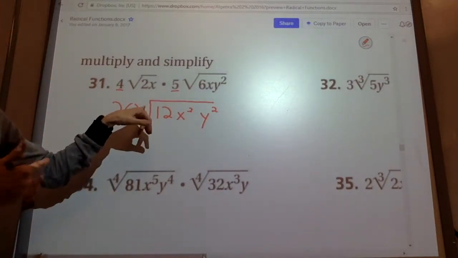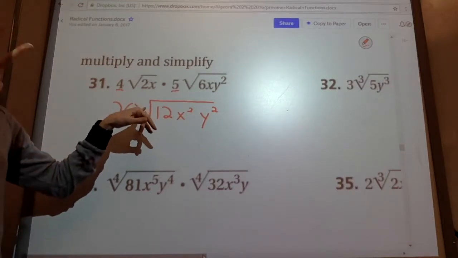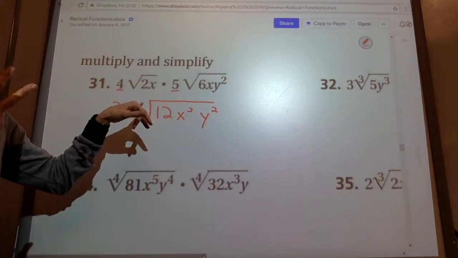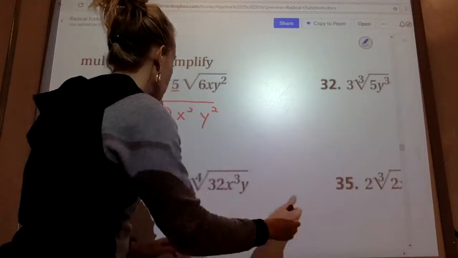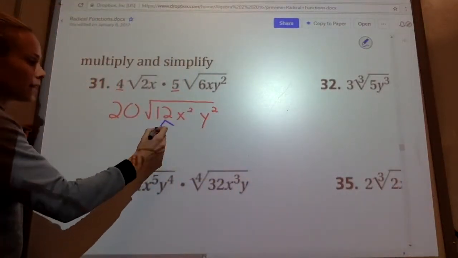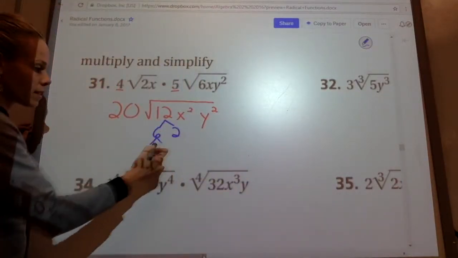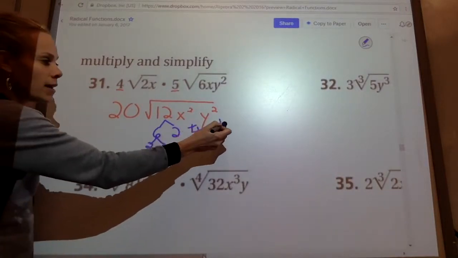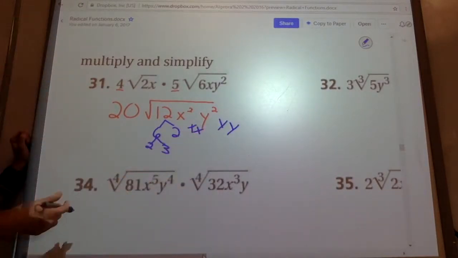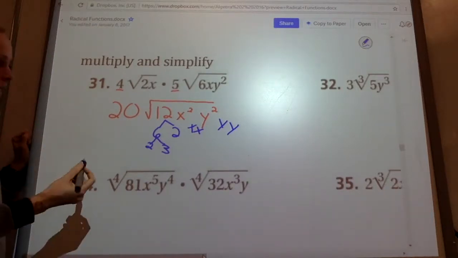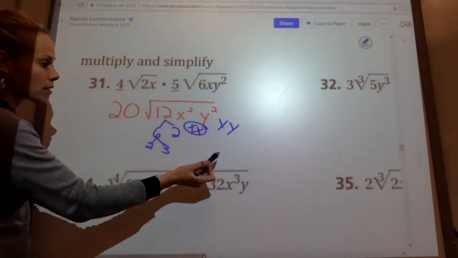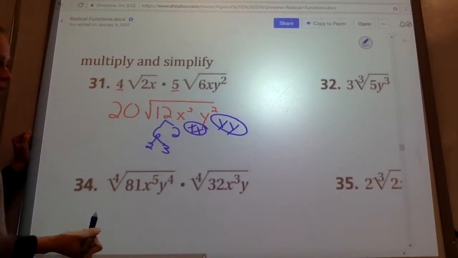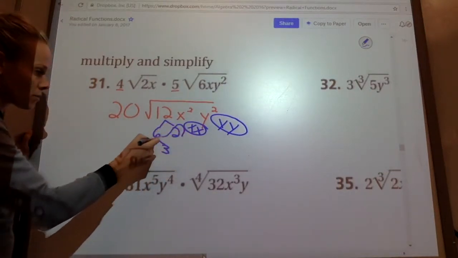Now that I multiplied it together and made one term, now I can simplify. My rule with square roots is I need 2 of something to take 1 out. So let's break it down and see what we have 2 of. 12 is 6 and 2, and 6 is 2 and 3. I have 2 x's, and I have 2 y's. So what do I have groups of 2 of? 2 x's, good. 2 y's, good. And one more? 2 2's, very good.